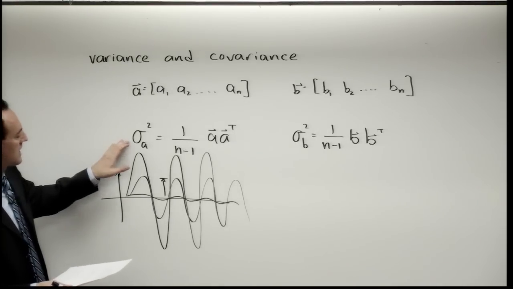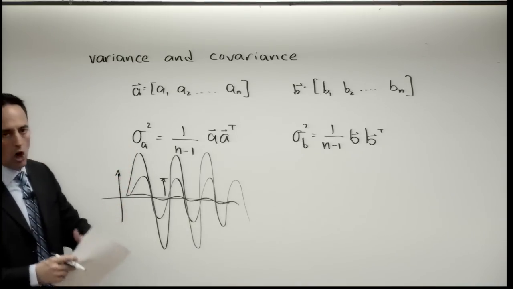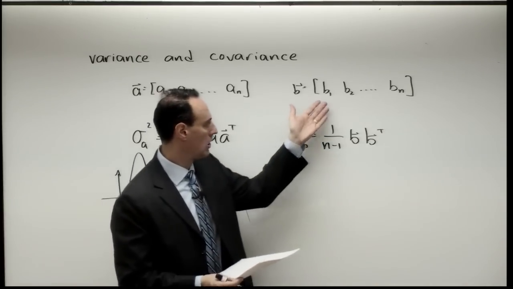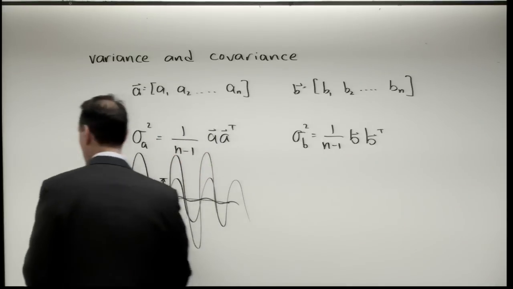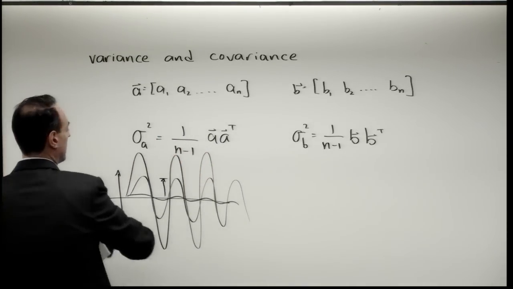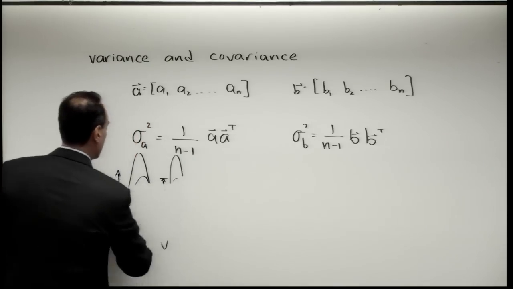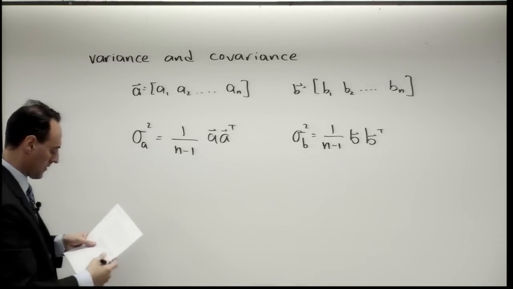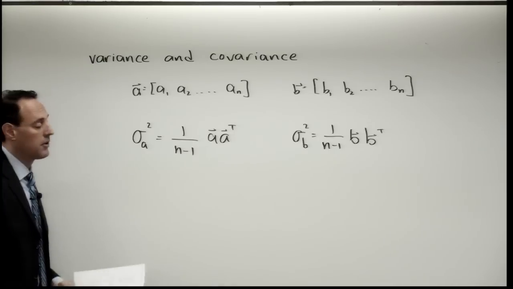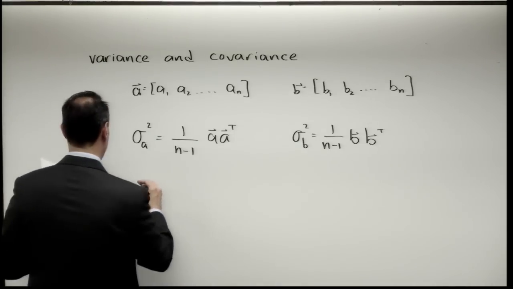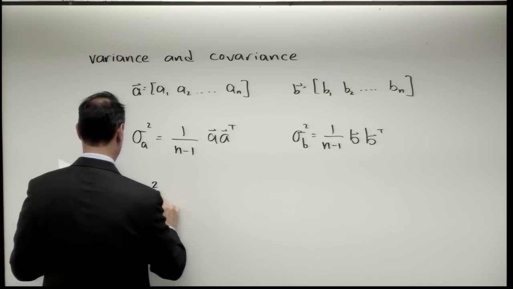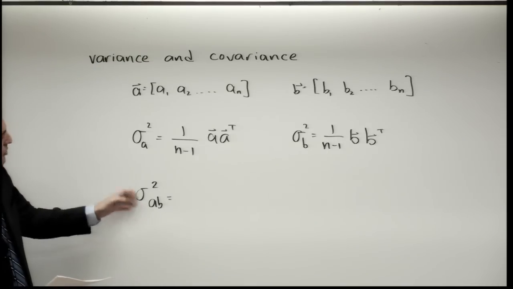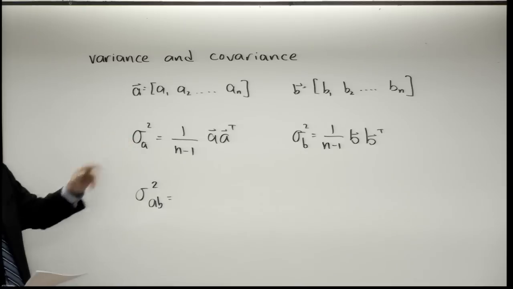And so what this tells you is how large the changes are, in some sense, in the data in A. This tells you how large the changes are in the data values of B. So that's the idea of variance, and this will play a very key role in the singular value decomposition. The more important quantity we want to focus in on for a second is what's called the covariance. And this is measuring the statistical relationship between data in A and data in B.